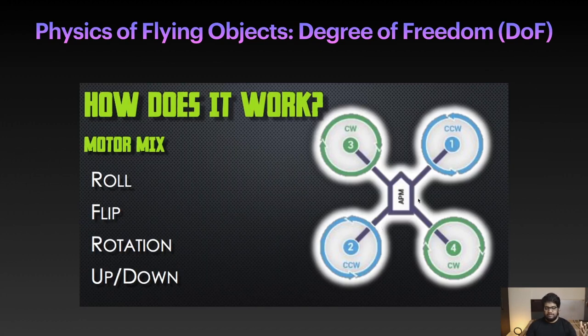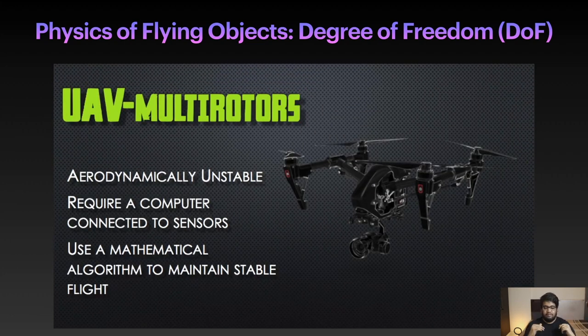You can see this is a quadcopter. We have two green motors rotating clockwise and two blue motors diagonally rotating anti-clockwise, so they cancel each other's torque, and the overall thrust is on the up axis, so it will hover up. But if you want to do any roll, yaw or pitch, you need to speed some motors up and some motors down, and that's how you do roll, flip, rotation, and up and down. So UAV multirotors are aerodynamically unstable. They don't have any airfoil. They don't have anything helping to generate or increase lift.